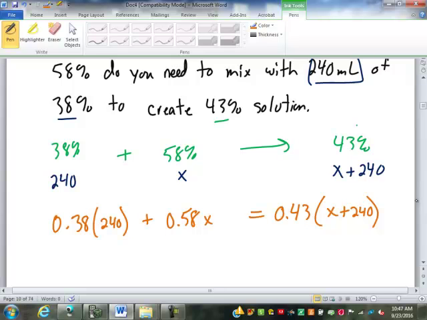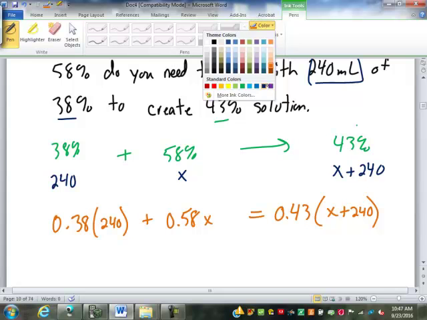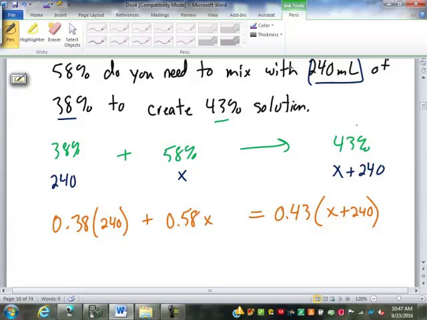Okay. I got it, but is it really crucial if you have the 0.58x swap with the 0.38 by 240? Yeah, if you had the 0.58x and then plus 0.38 times 240, that makes no difference. That'll be the exact same thing.